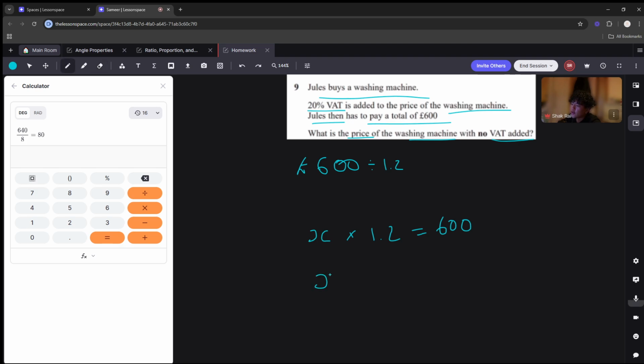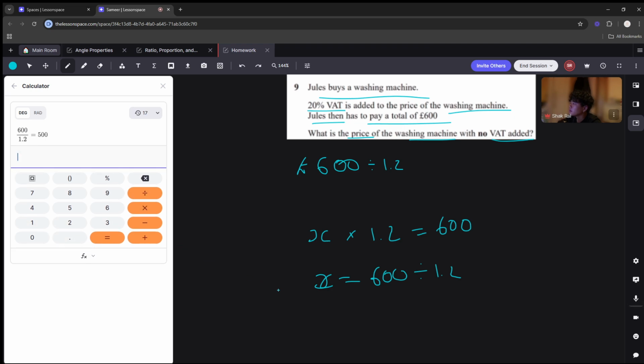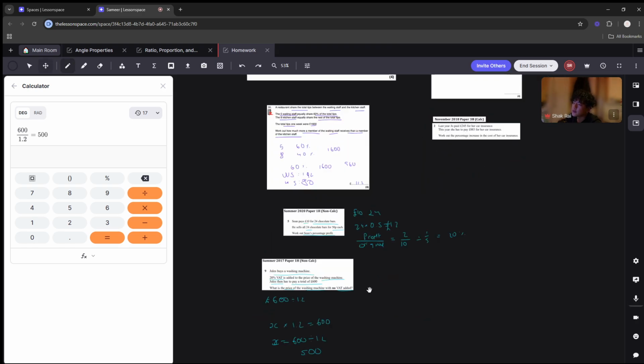So then to find the original, we just do 600 divided by 1.2. So 600 divided by 1.2 gives me 500. So the original price of the washing machine was £500. Lovely, nice.